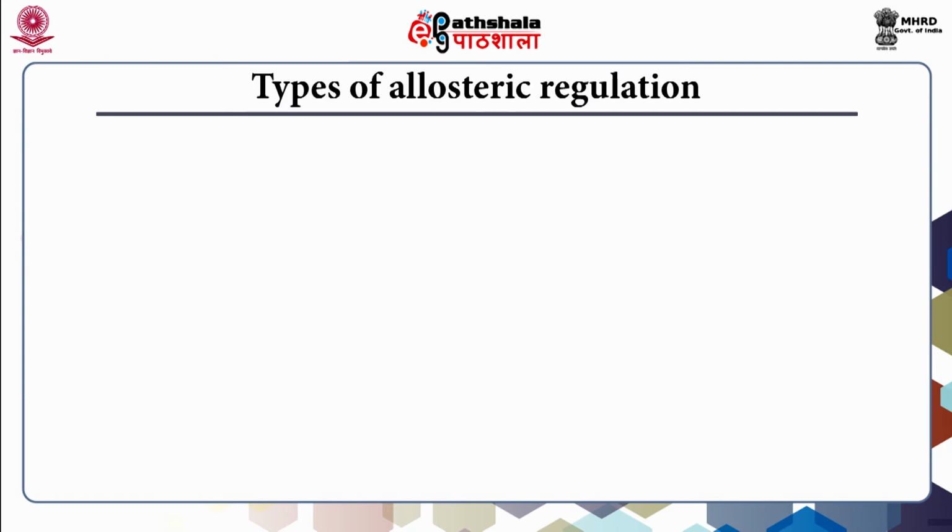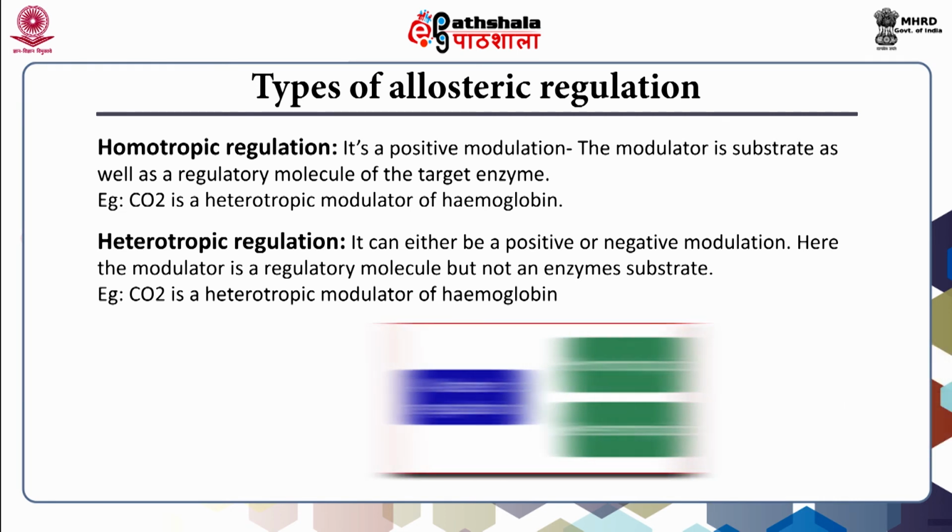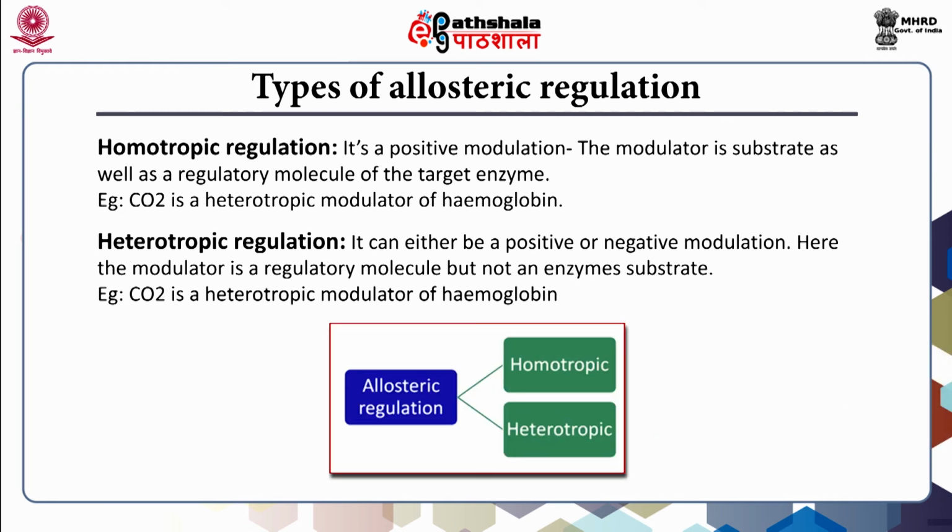There are different types of allosteric regulations. Homotropic regulation is a positive modulation. The modulator is a substrate as well as a regulatory molecule of the target enzyme. Example, carbon dioxide is a heterotropic modulator of hemoglobin.